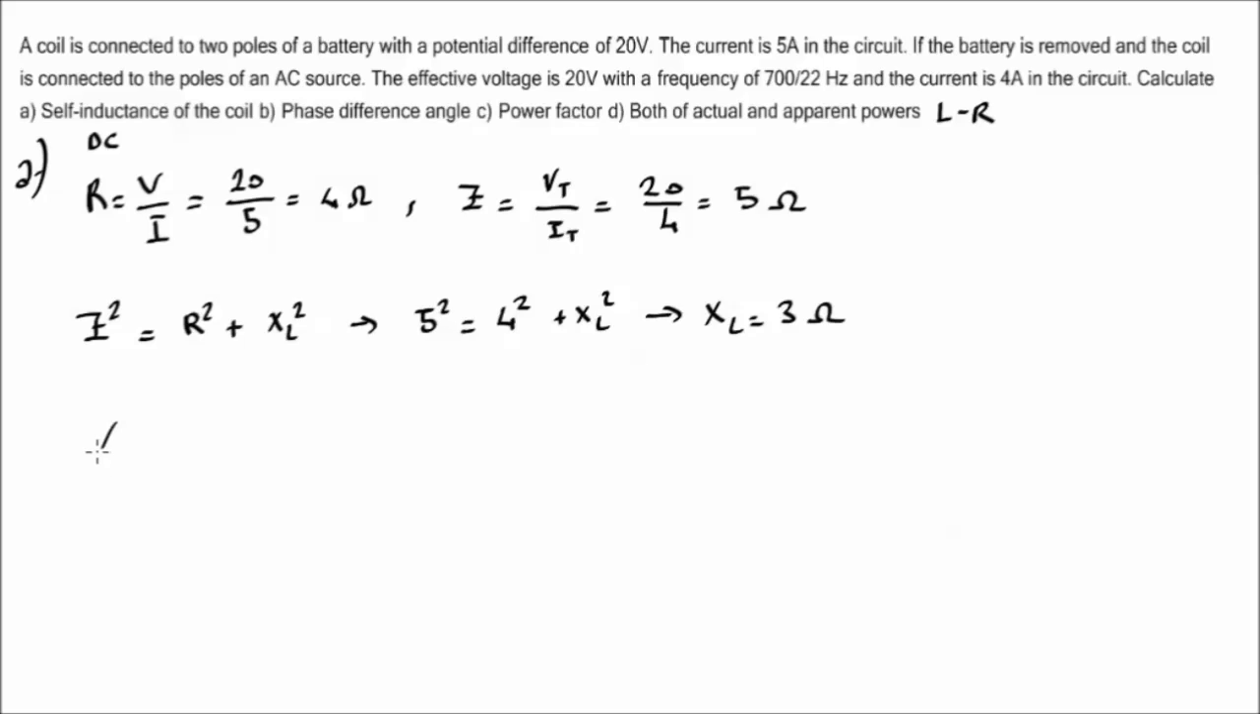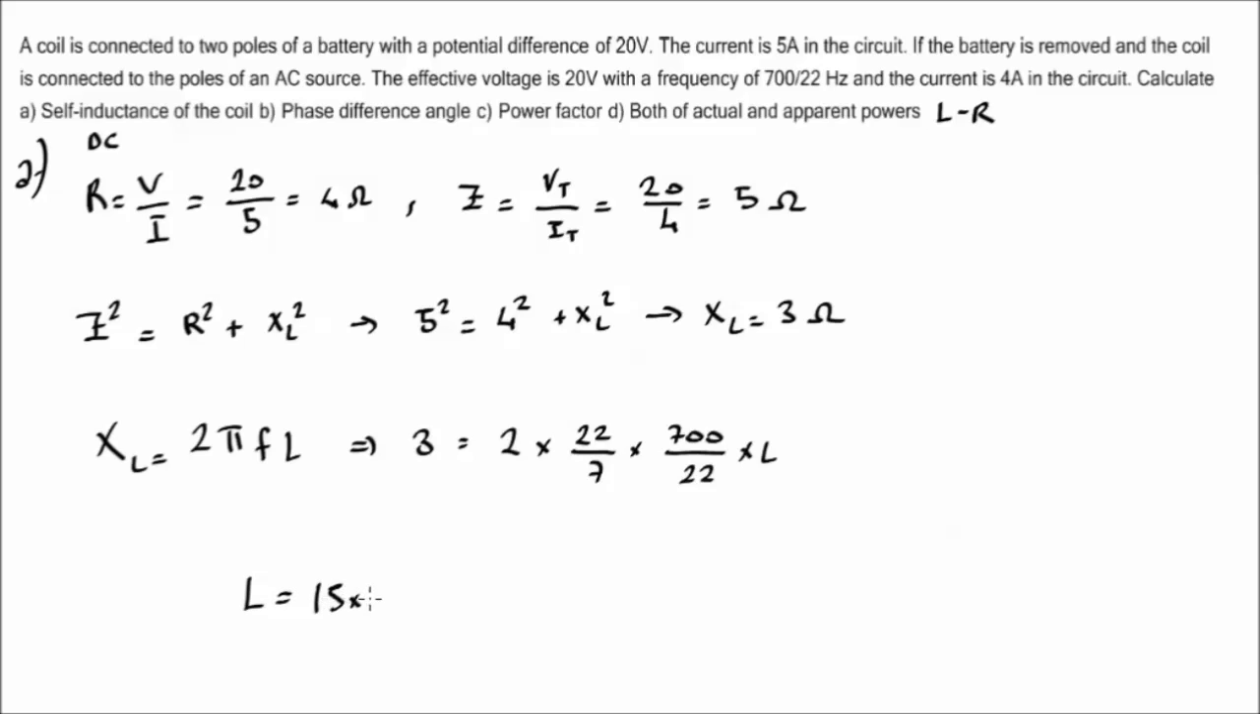The formula of the XL equals 2 pi F L. XL we found is 3, equals 2, and the value of pi is 22 over 7, because the frequency given is 700 over 22, times L. So L is going to be 15 times 10 to the minus 3 Henry.